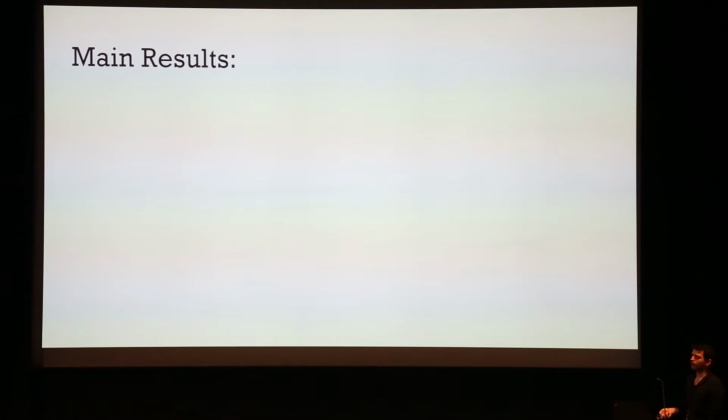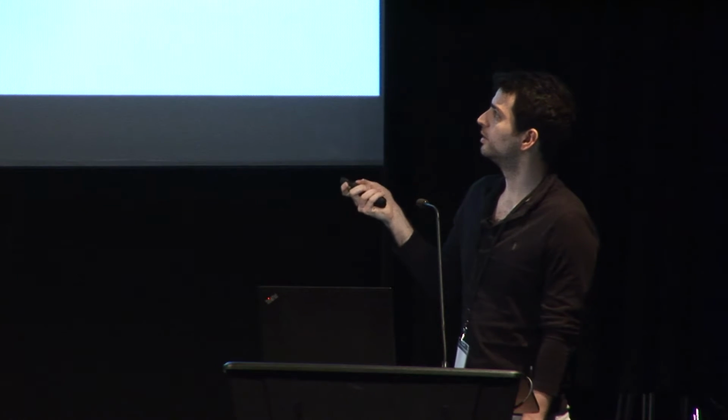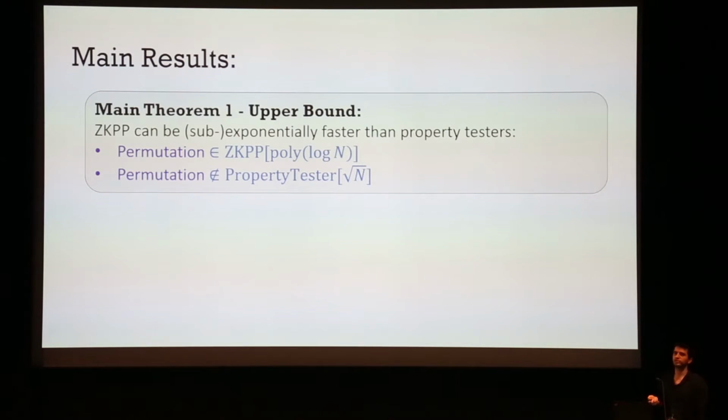Good. So here are the main results of the paper. The first one, as Ronitt mentioned, is that we show that zero-knowledge proofs can be much better than property testing. Specifically, we show that the property of being a permutation has a very efficient zero-knowledge proof of proximity, where the verifier runs in polylogarithmic time in the input. But for permutation, it's actually not very difficult to see that it doesn't have a property tester that runs in less than square root of n, the length.